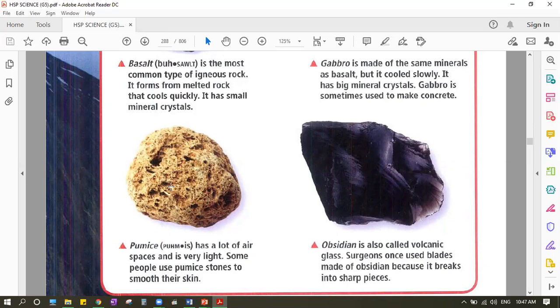This one people use to exfoliate the dead skin.